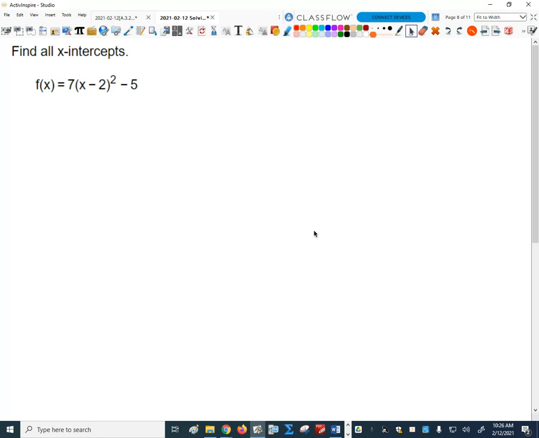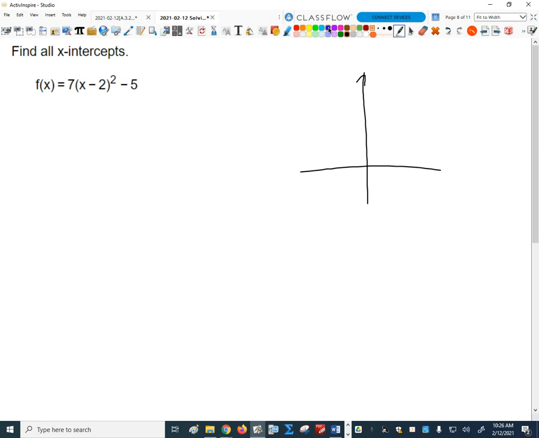Say that again, Maria. I wrote it in the chat that x-intercepts are solutions, but now I'm second guessing myself. No, they are. X-intercepts are solutions. You're right. But if I look at any function, let's just do a quick graph of a random function for a second. There we go.